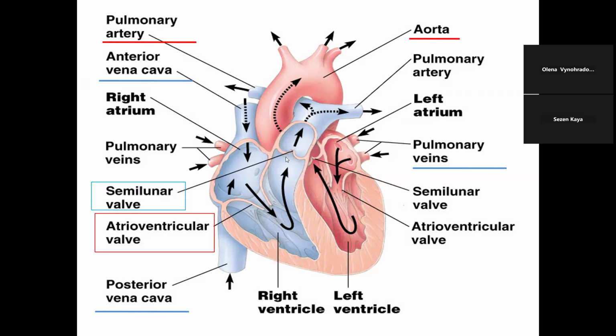Also important to say that on the border between atrium and ventricles, we have the atrioventricular valve. On the way from the ventricles to the vessel, we have the semilunar valve. These valves don't allow blood to move in the opposite direction. So when blood enters the heart, it always moves in this direction and can never turn back because of the valves.